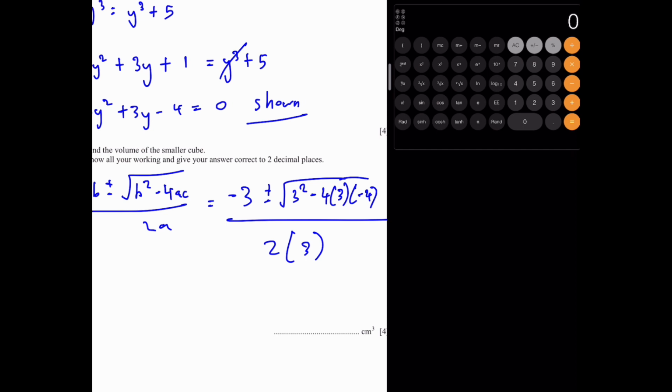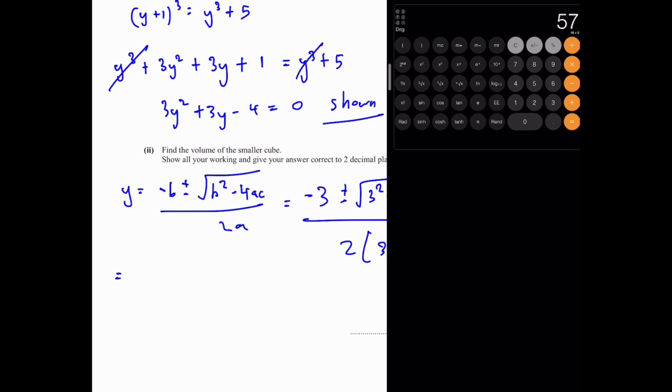Now let's get our calculator out. 3 squared is 9, and because there are 2 minuses, they cancel out, so we can do 4 into 3 into 4, that's equal to 48. And then add 9, 57. So you need to do minus 3 plus root 57 over 2 into 3, which is 6, or minus 3 minus root 57 over 6.